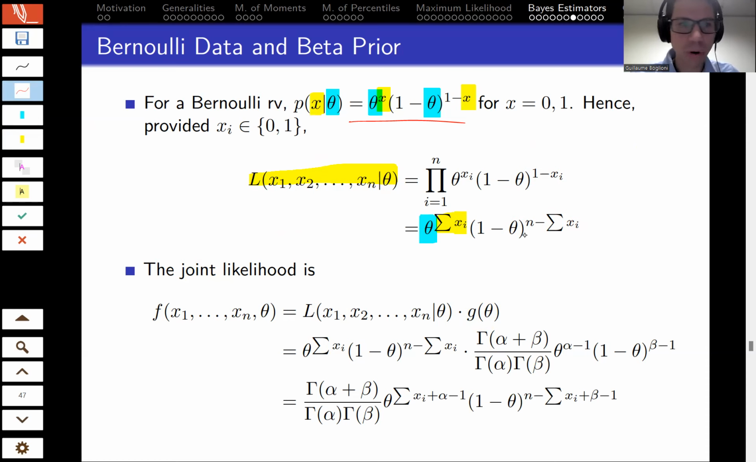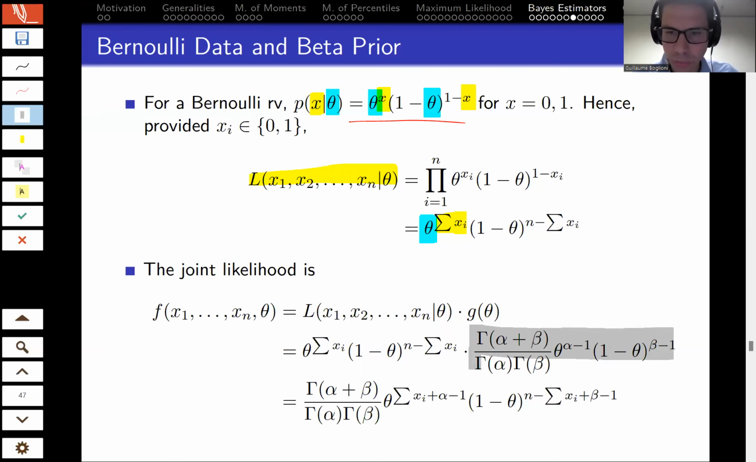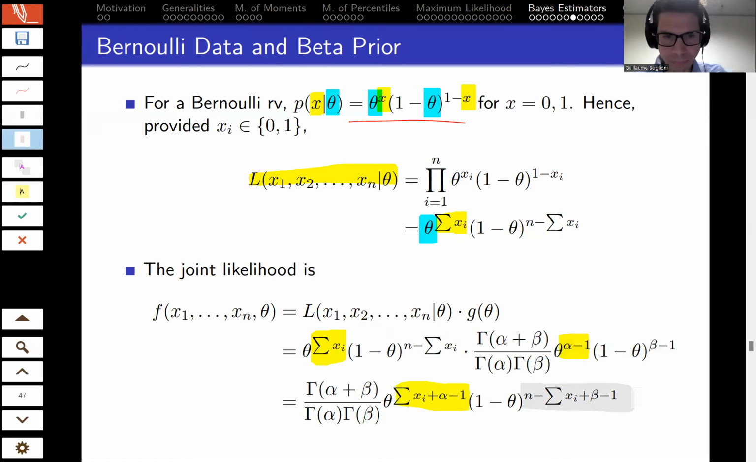Now you have the prior of a beta, which is just this general expression. Here you see it's kind of nice. Things can go together because you have a theta to the power of something, and here again you have theta to the power of something, so you can put them together. Same thing here, 1 minus theta to the power of something, 1 minus theta to the power of something, you put that something over here. So that would be your joint.